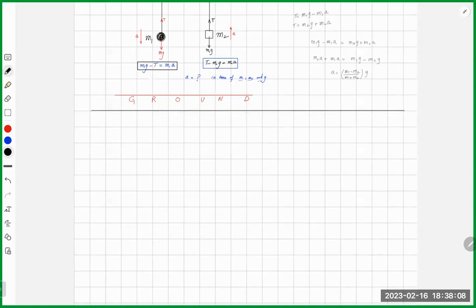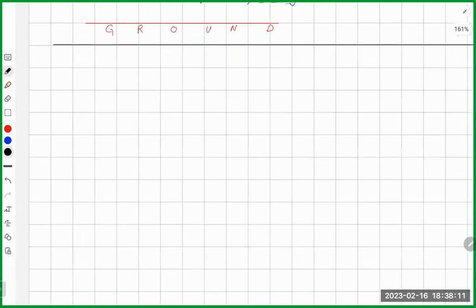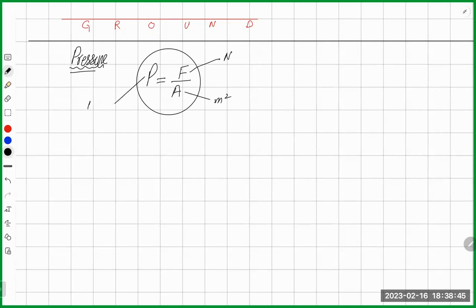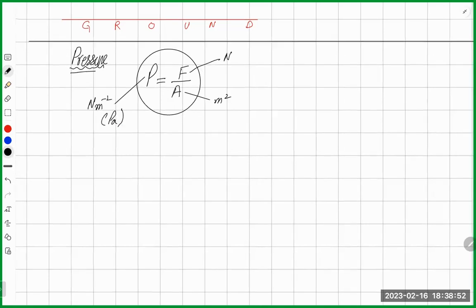Okay, let's move on. What is pressure? Pressure equals force over area. If somebody asks you to define pressure, you say pressure is force over area. Unit for force is newtons, unit for area is meter square. So the unit for pressure will be newton per meter square, or pascals.